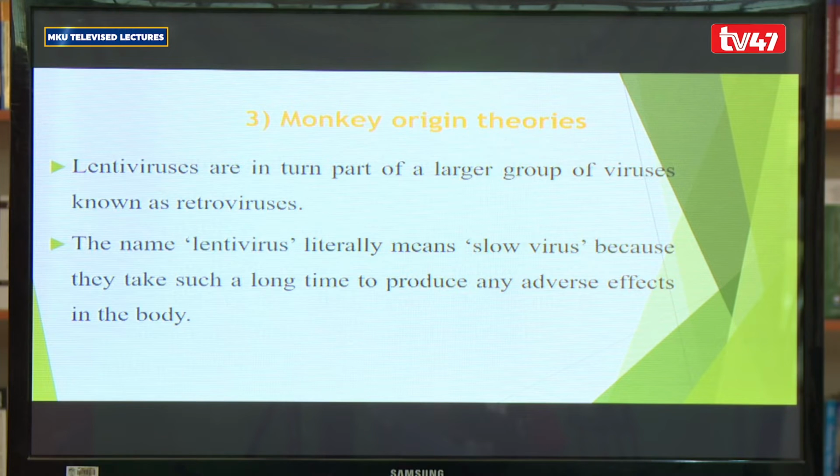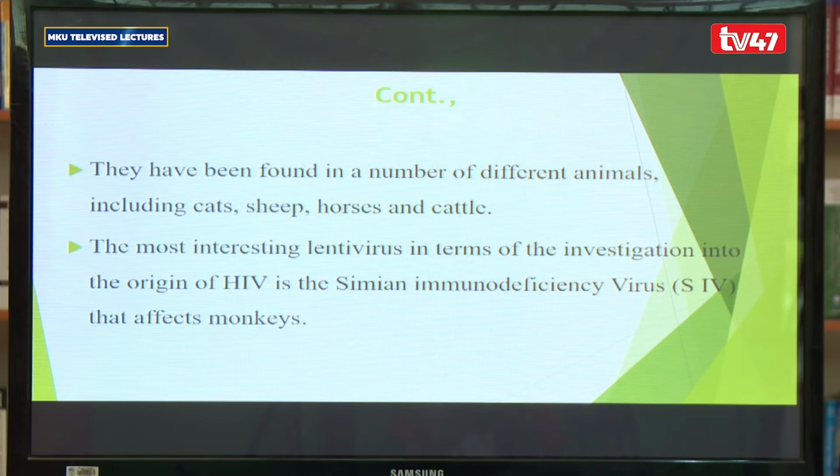We talk about the monkey origin theory. The lentiviruses are in turn part of the larger group of viruses known as retroviruses. The name lentiviruses literally means slow virus because they take such a long time to produce any adverse effect in the body. So this theory tries to explain that the HIV virus came from monkeys, because these are retroviruses or lentiviruses. They took more time before we realized that this is the disease itself.